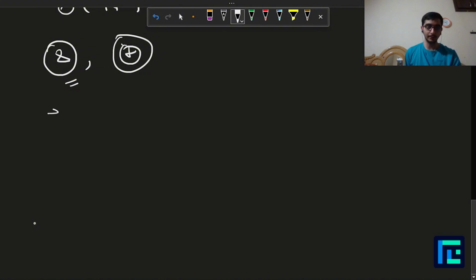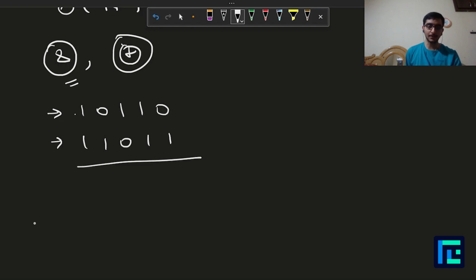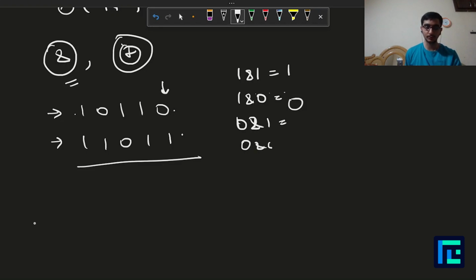So what we do, we write the numbers in binary format. So let's say the number is 10110, and the second number is 11011. So what happens is, for every bit position, we see that if both the bits are 1, then their bitwise AND is 1, or in any other case it is 0. So 1 and 0 is 0, 0 and 1 is also 0, and 0 and 0 is also 0. So only 1 and 1 is 1, rest all are 0. So this gives me the value 10010.